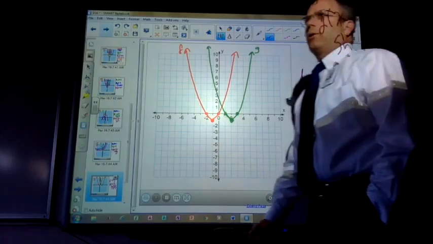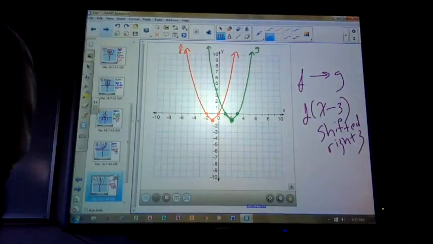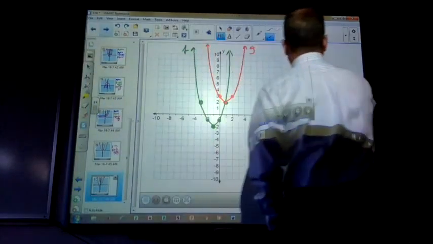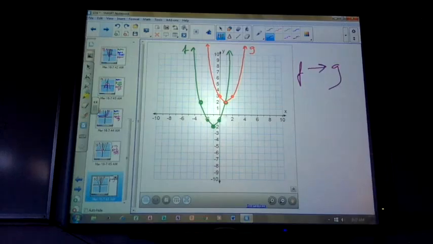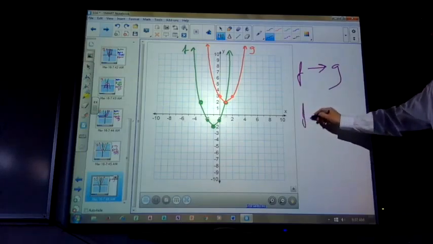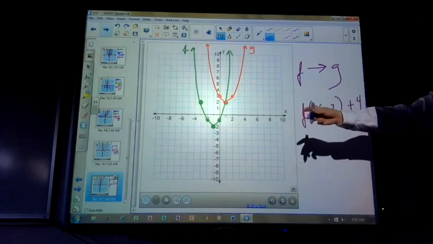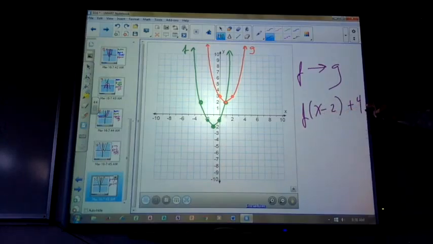The hard thing on your paper is it stays black and white. I was able to get you a little bit of color. And then the last one, the F is the green one, and the G is the red one. So going from F to G, what looks like it took place? Shifted right how many? 2. So x minus 2, and it went what? Up 4. So it shifted right 2, so it's negative inside, and shifted up 4, so it stays positive.